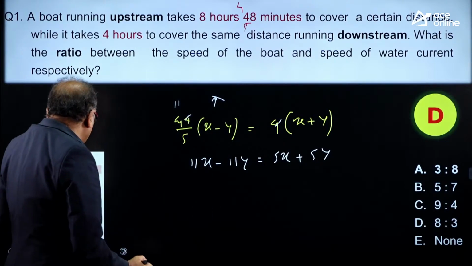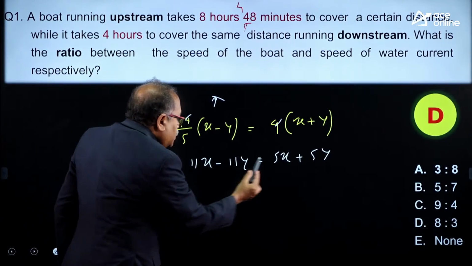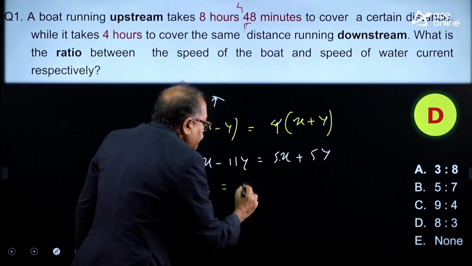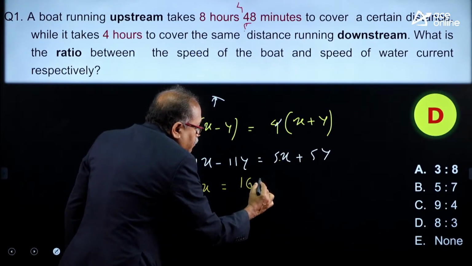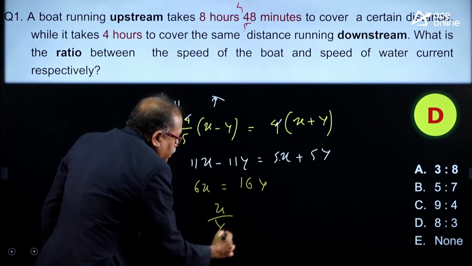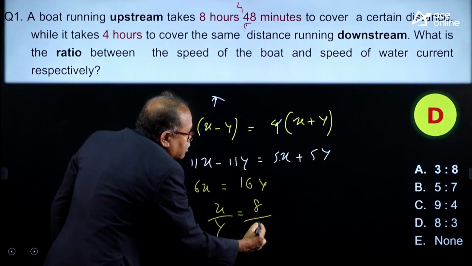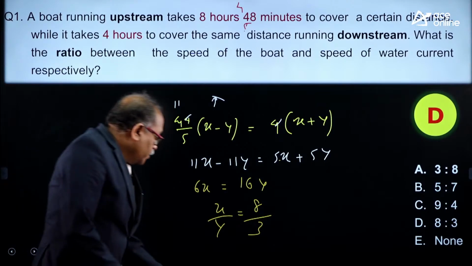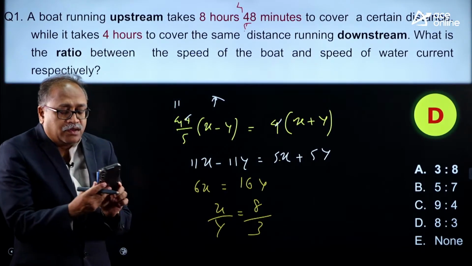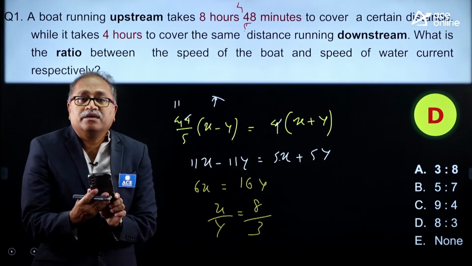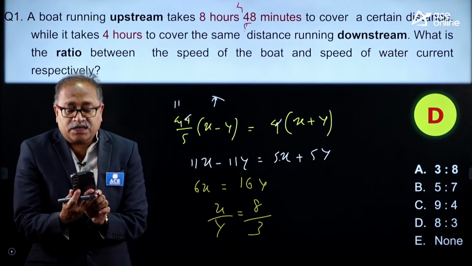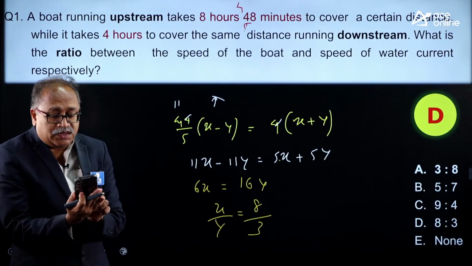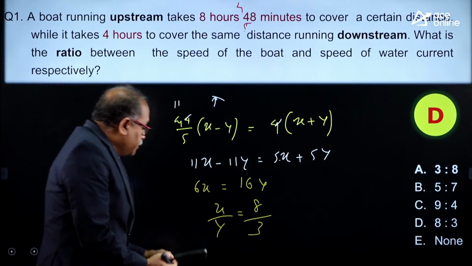So, what I am going to get over here? So, this comes over here, then 6x is equal to 16y. Then what is x by y? X by y is 8 by 3. Option choice D. Hope my answer is correct. Everyone agree with this? So, this is how a very simple approach we can answer the question here.